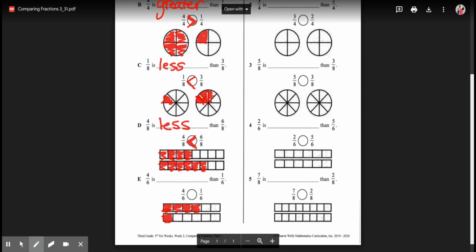4/6 covers more of the figure. So 4/6 is greater than 1/6. And then we are going to point to the 1/6 because we're telling it that it's little, that big bully symbol. All right, and there you have it.